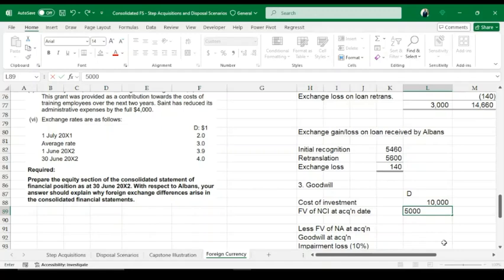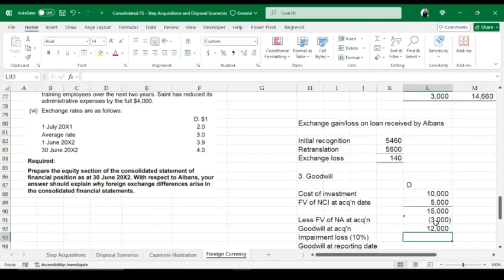All right, then we have our fair value of net assets at acquisition. That can be found within the net assets schedule, and this is our net assets at acquisition. So this is the acquisition date net assets, they write down 3,000. Let me put a negative sign against it because we are lessening it. Then we'll have our goodwill at acquisition. That's going to be the addition of these two. That is giving me 12,000 right there. Let me insert a top border there.